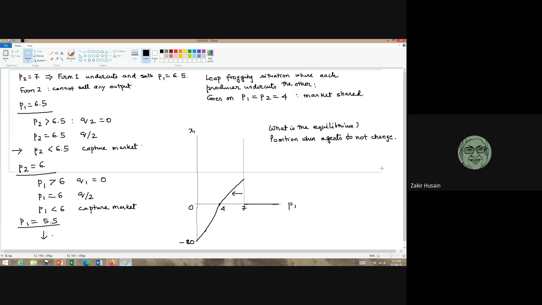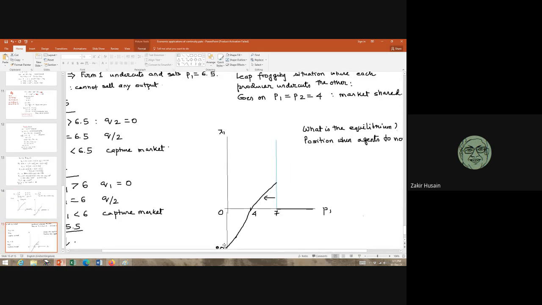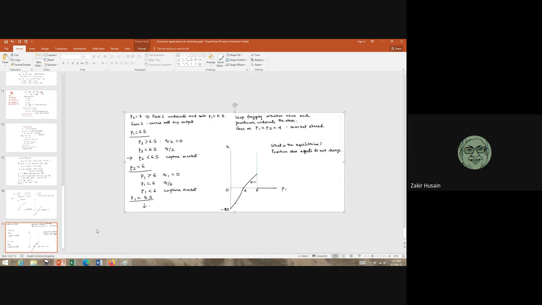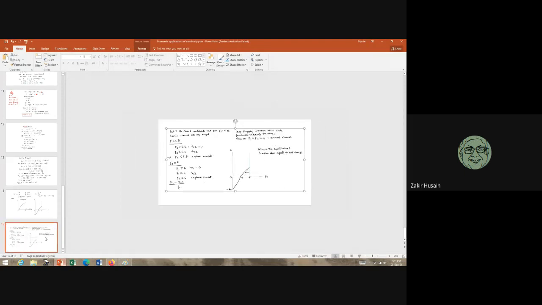So if you try to deviate from this, you will be in trouble. No one will buy from you. And if you lower your price, what will happen? Below 4, you're going to suffer. You will capture the market, but you will suffer a loss.